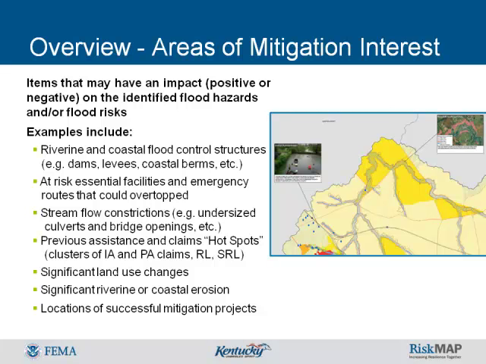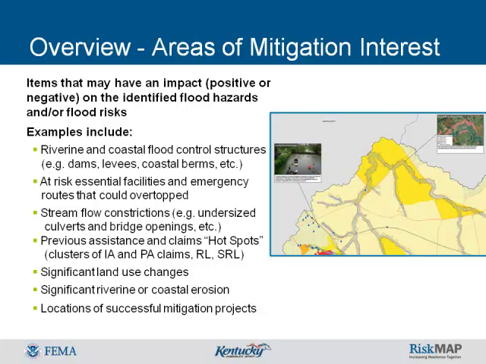It can be almost anything that helps identify positive or negative impacts on flooding, including elements that affect flood risks for identified flood hazards, opportunities for mitigation, and past mitigation projects. Examples include riverine flood control structures such as dams and levees, at-risk essential facilities and emergency routes that could be overtopped, stream flow constrictions such as undersized culverts and bridge openings, previous assistance and claims hotspots such as clusters of individual assistance and public assistance claims, repetitive loss and severe repetitive loss, significant land use changes, significant riverine erosion, and locations of successful mitigation projects.